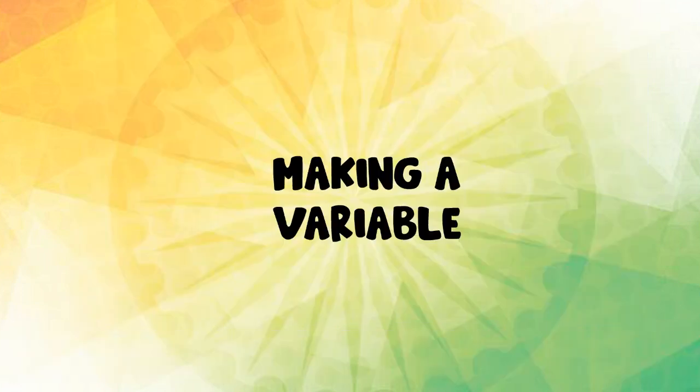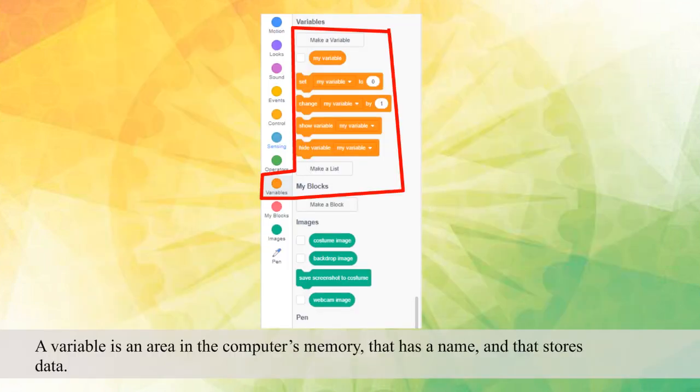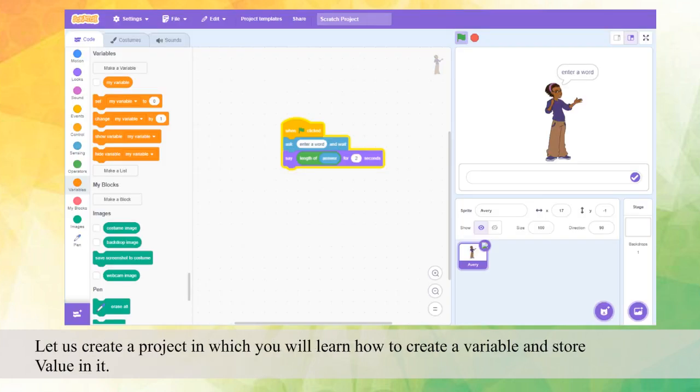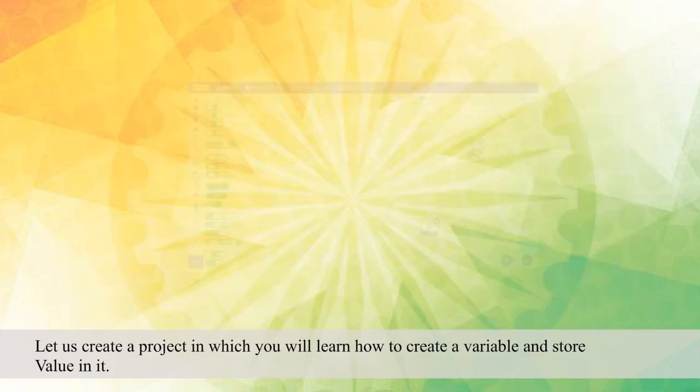Making a variable. A variable is an area in the computer's memory that has a name and that stores data. You can change the data in the variable during program execution. The main types of variables are numeric or string type. Let us create a project in which you will learn how to create a variable and store value in it.